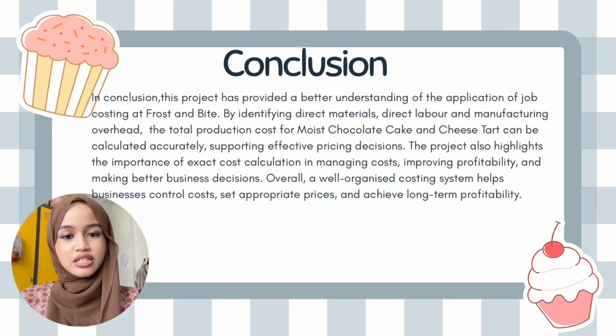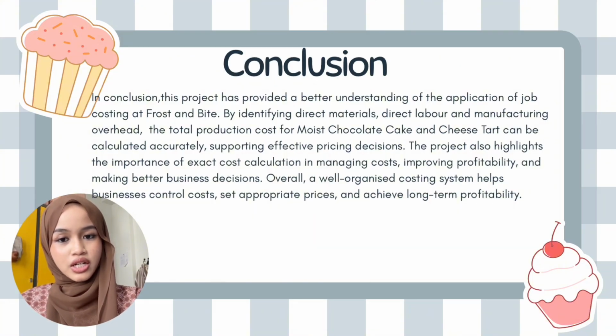In conclusion, this project has provided a better understanding of the application of job costing at Frost and Bite. By identifying direct materials, direct labor, and manufacturing overhead, the total production cost for moist chocolate cake and cheese tart can be calculated accurately. Supporting effective pricing decisions, the project also highlights the importance of exact cost calculation in managing costs, improving profitability, and making better business decisions. Overall, a well-organized costing system helps businesses control costs, set appropriate prices, and achieve long-term profitability.